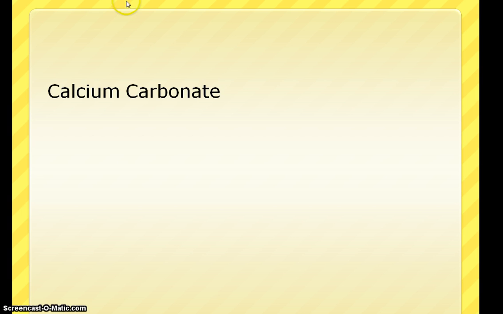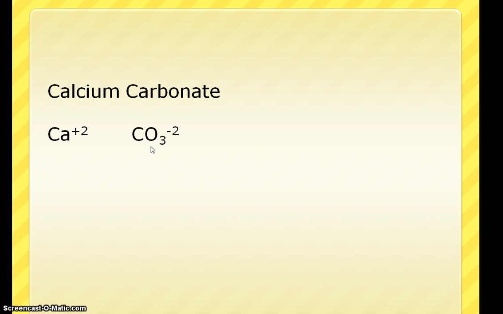Calcium carbonate. Do you notice how this ends in ATE and everything else ended in IDE? The ATEs and the ITEs are polyatomic ions. So far we've just been dealing with ions that are one element. Polyatomic ions have more than one element. So for example, carbonate is carbon and oxygen together in one ion. 1 atom of carbon, 3 atoms of oxygen.